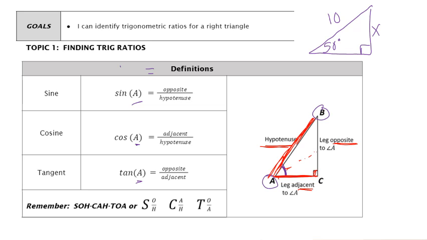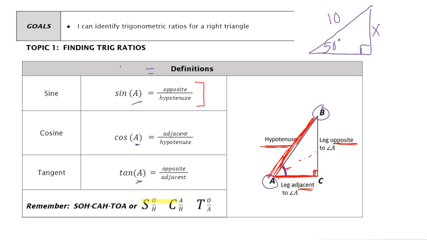So we're going to write a series of fractions when we have these values. Sine is going to be the opposite leg over the length of the hypotenuse, so it's just going to be a fraction. Cosine is going to be adjacent over hypotenuse. And tangent is opposite over adjacent.